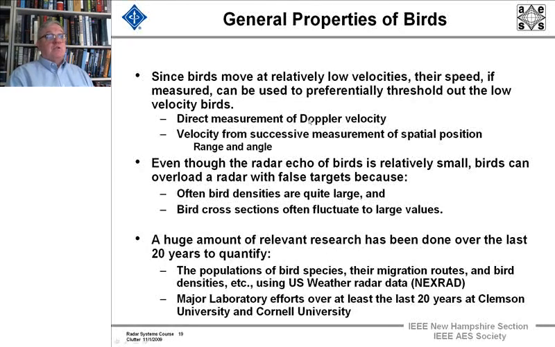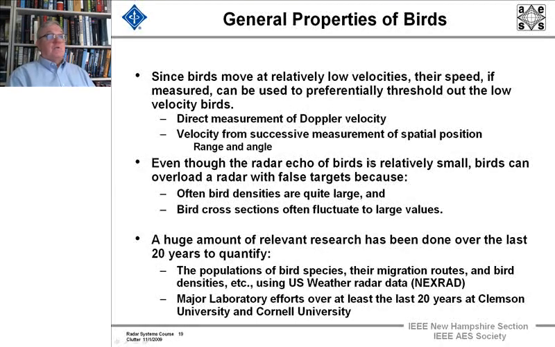And we can make a direct measurement of Doppler velocity if our signal processing system will allow us to do that, or take measurements at different times. For an individual bird, we'll be able to see that it moves at a rate of change of range that's below 50 miles an hour, and that can be thrown out. The velocity from successive measurements of spatial resolution and range and angle is how we do that.